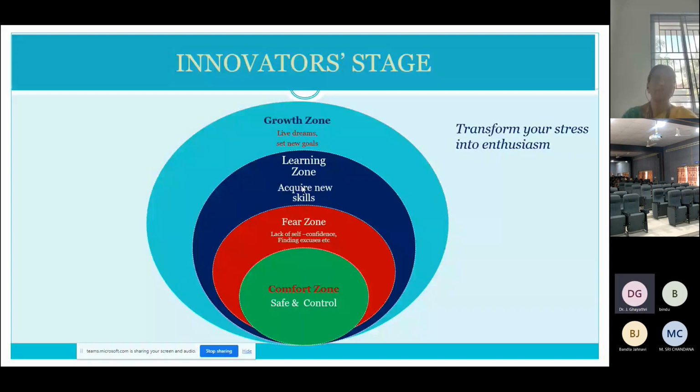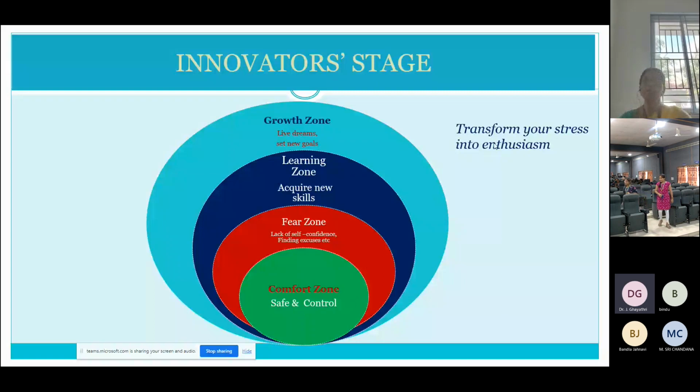Without learning, we cannot survive in this fast changing world. It's a dynamic world, minute to minute changing. So we have to keep on learning things. Then we have to acquire new skills also. Skills are also required. You people are in the medicine field, and for everything you need a skill. You have to learn everything. When you cross all these things, then you live with your dreams, and you can set your new goals in this growth zone. So these are the things you have to cross to reach this growth zone.